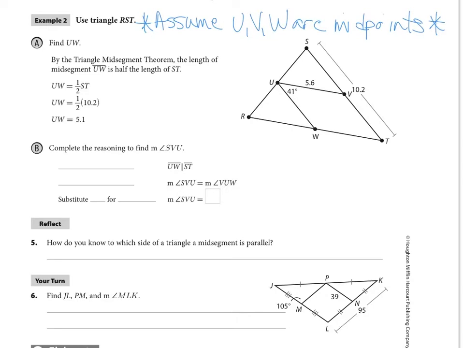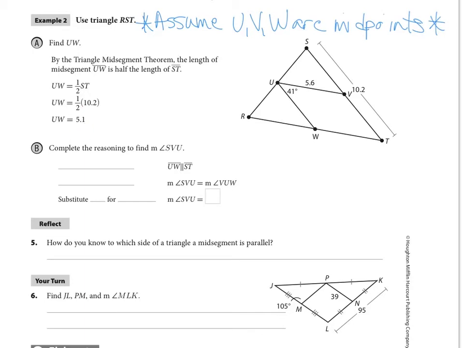So we want to find the length of UW. That's this length right here. Since U and W are midpoints themselves, that makes UW a midsegment. So the length is half of the side that it is parallel to, the third side right here. We're told that the length of ST here is 10.2. So it's going to be half of ST, or half of 10.2, or 5.1.